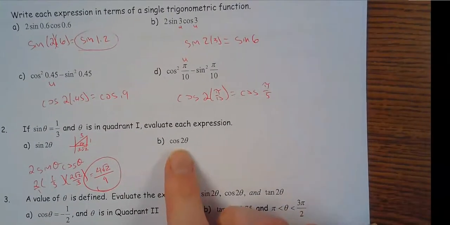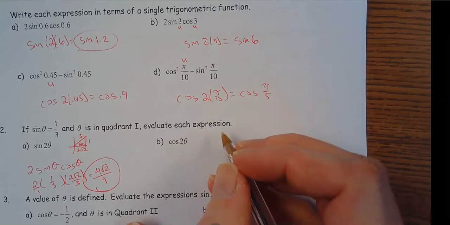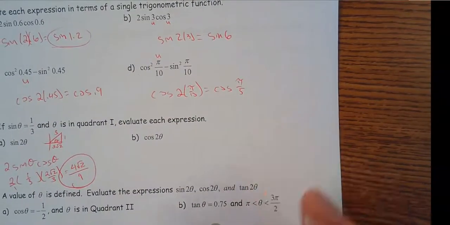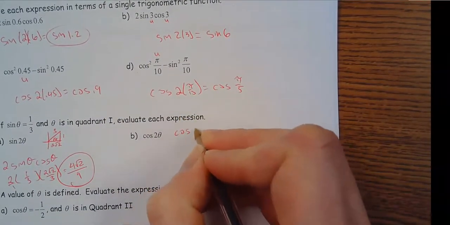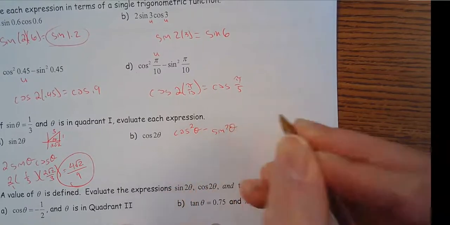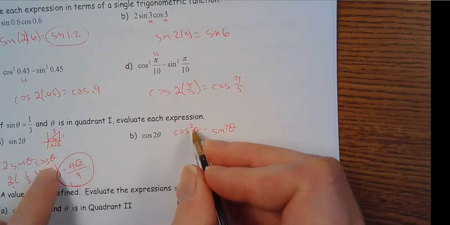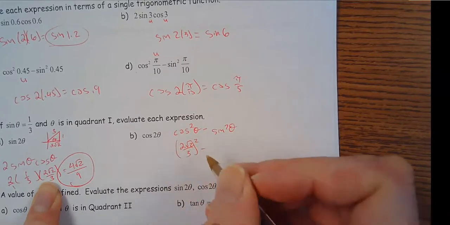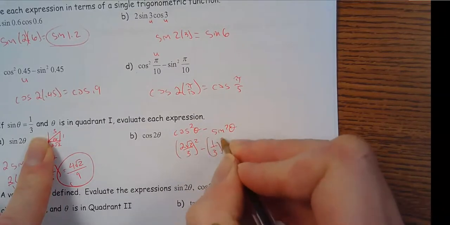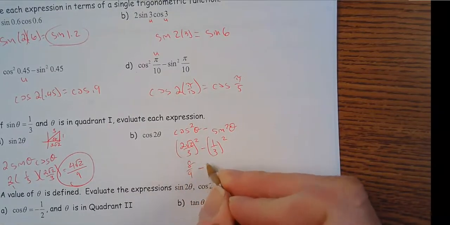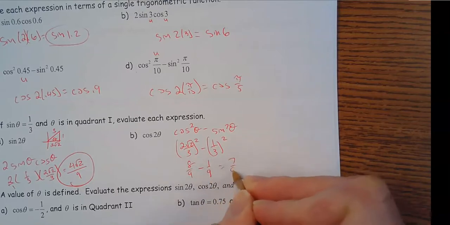If I want to do cosine of 2 theta, really pick any of these 3 that you want to do. It really doesn't matter which one you pick. I'll just pick the first one. It would be cosine squared theta minus sine squared theta. Well, the cosine theta we found over here was 2 radical 2 over 3. So I want to square that. Minus, and the sine of theta was 1/3. Well, square that. So this would be 8/9 minus 1/9. So it would be 7/9.